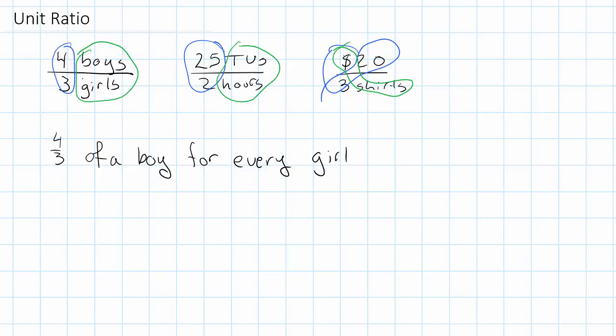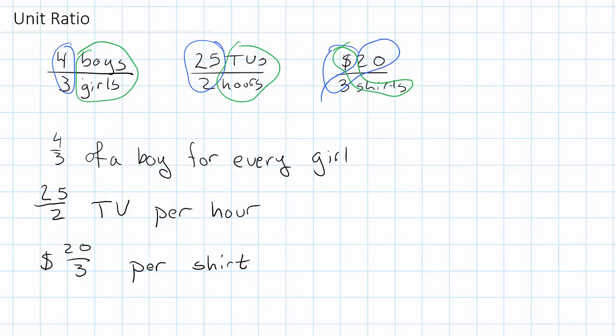Similarly, instead of 25 TVs for every 2 hours, we want to say 25 halves of a TV per hour. Again, we aren't actually making half TVs, but this is going to be easier computationally. And instead of $20 for every 3 shirts, we'll say 20/3 of a dollar per shirt.